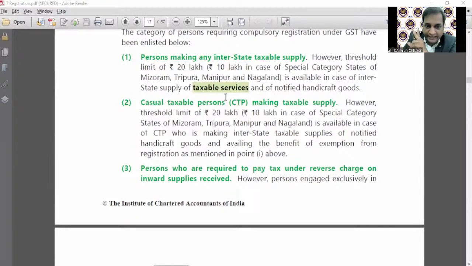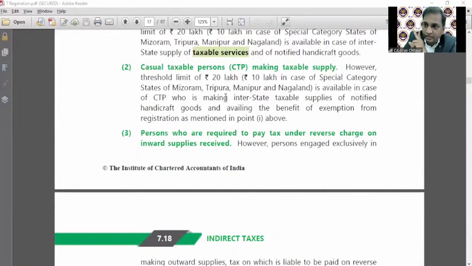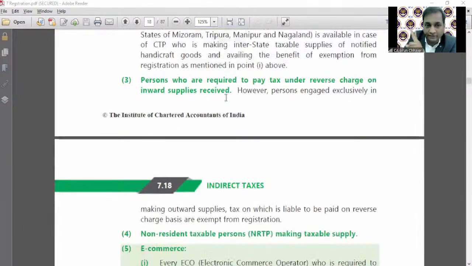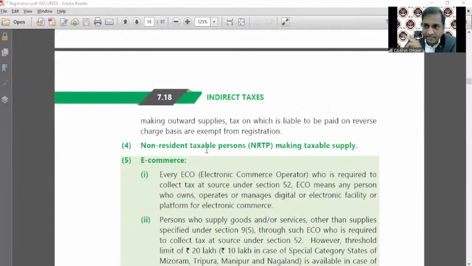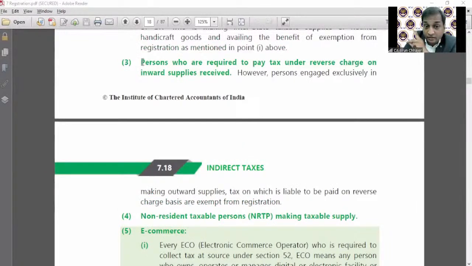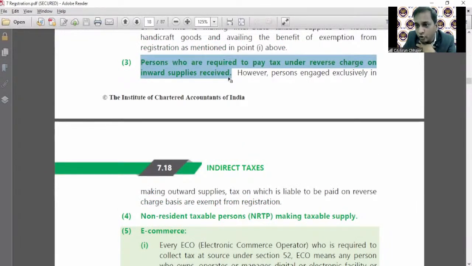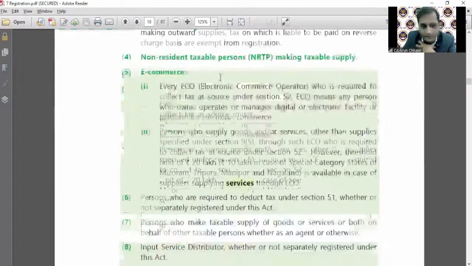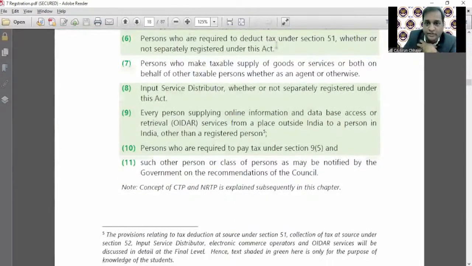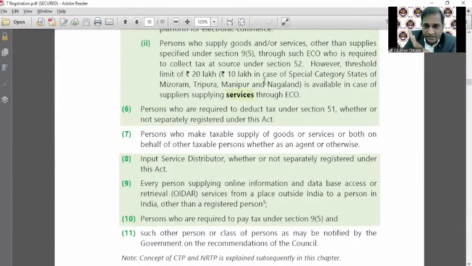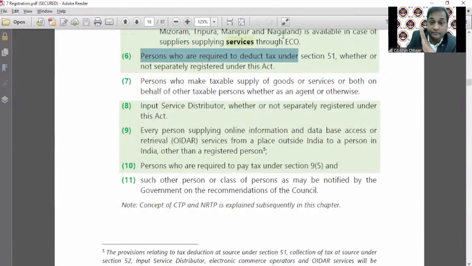Point number 2, a casual taxable person supplying handicraft goods is not required to take compulsory registration. He can enjoy the benefit of the 20 or 10. Third, non-resident taxable person making taxable supplies: compulsory registration. And next point, if I need to pay the tax under RCM, my dear friend, I need to take compulsory registration. Next, e-commerce operator, TDS, TCS: I am not discussing in detail, you can read them only for knowledge, but they are not covered.